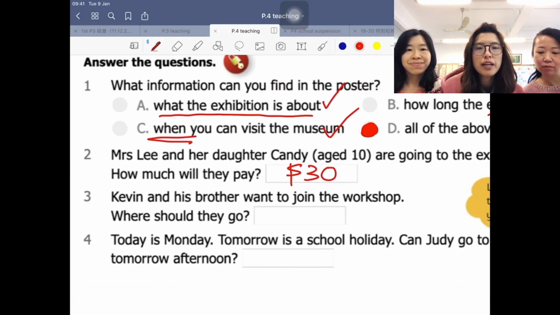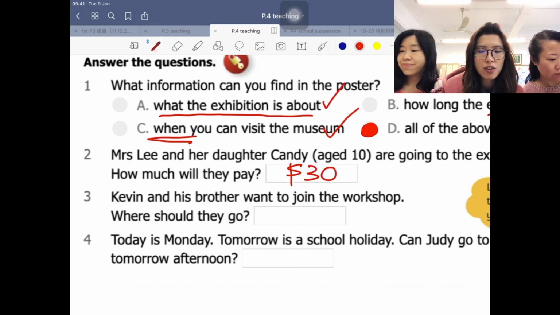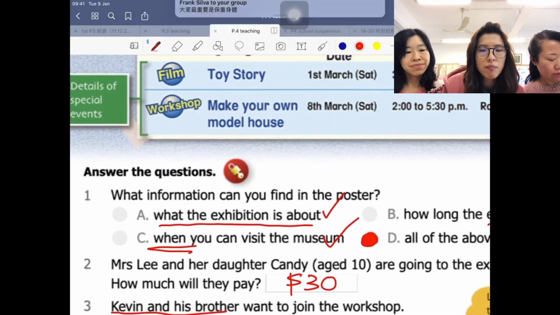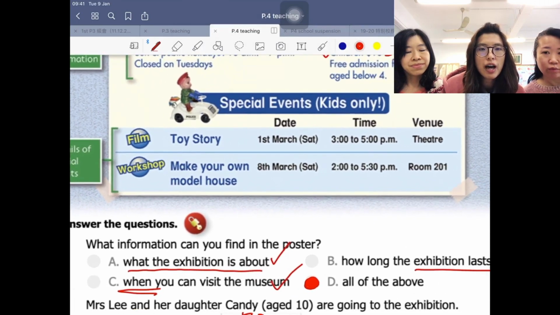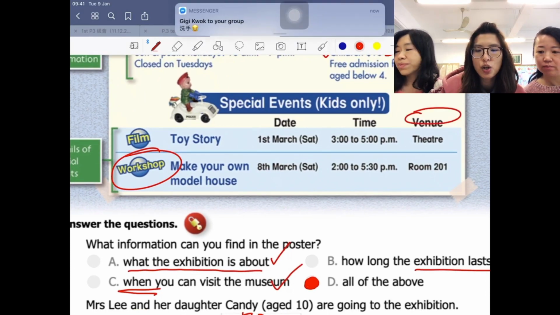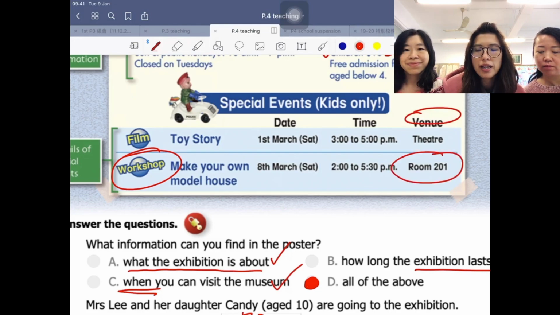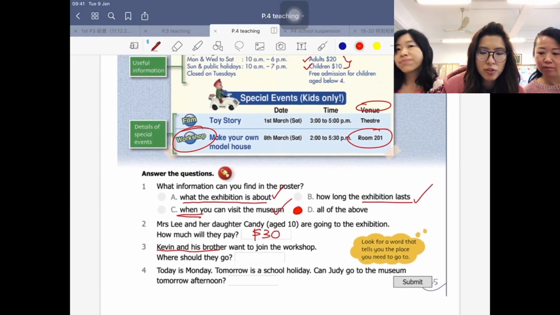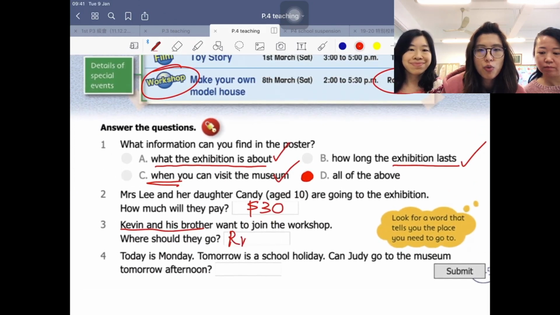Let's move on. So number 3, Kevin and his brother want to join the workshop. Where should they go? So workshop, where should we go? They have to go to the workshop. So where means looking for the venue, the place, right? The venue. So that's why they have to go to room 201. All right. So this answer is room 201.